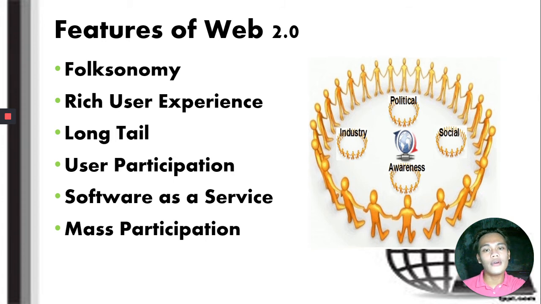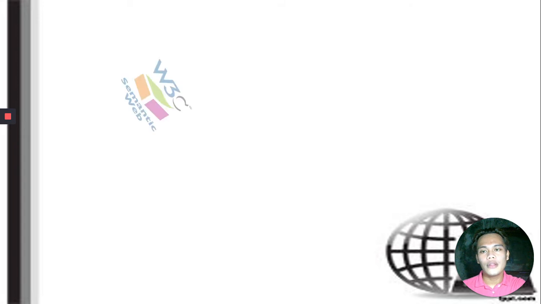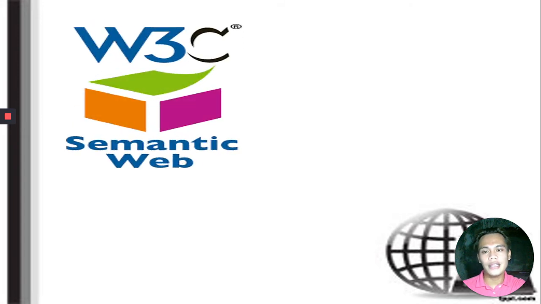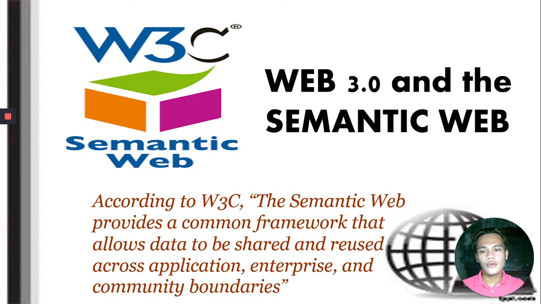And again, it evolved, so it became the World Wide Web 3.0 and the Semantic Web. According to W3C, the Semantic Web provides a common framework that allows data to be shared and reused across application, enterprise, and community boundaries. The aim of Web 3.0 is to have machines or servers understand the user's preference to be able to deliver web content specifically targeting the user, and it is referred to as the read, write, and execute web.